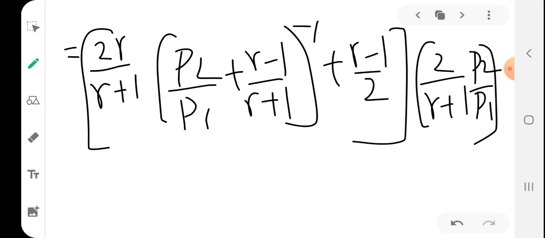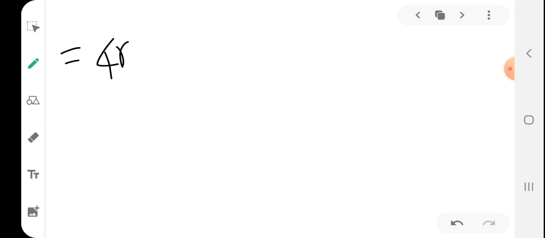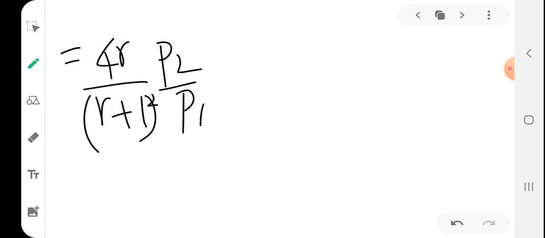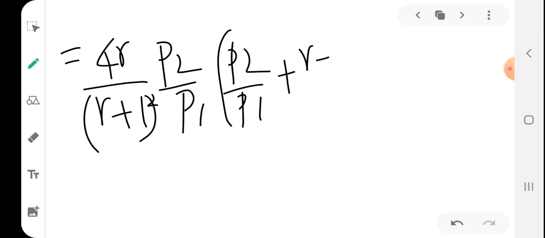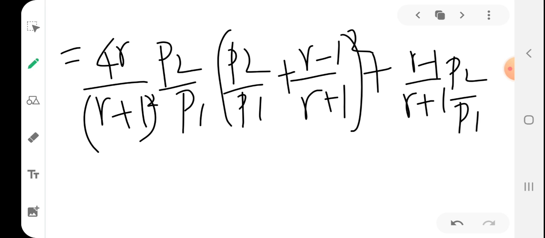Now what should be done? Now you multiply this 2 gamma plus 1 by P2 by P1 inside this bracket. So it will become 4 gamma by gamma plus 1 whole square P2 by P1 into P2 by P1 plus gamma minus 1 by gamma plus 1 whole square, and the second term will become gamma minus 1 by gamma plus 1 P2 by P1. Okay, actually this is not square, this is raised to minus 1. Okay, so the equation has now changed like this.